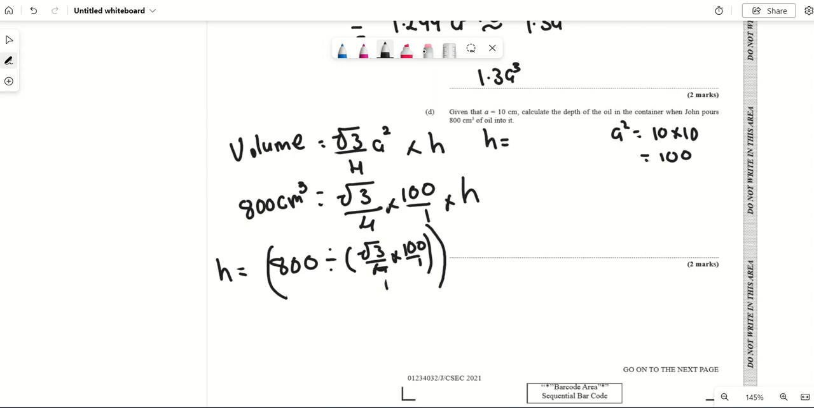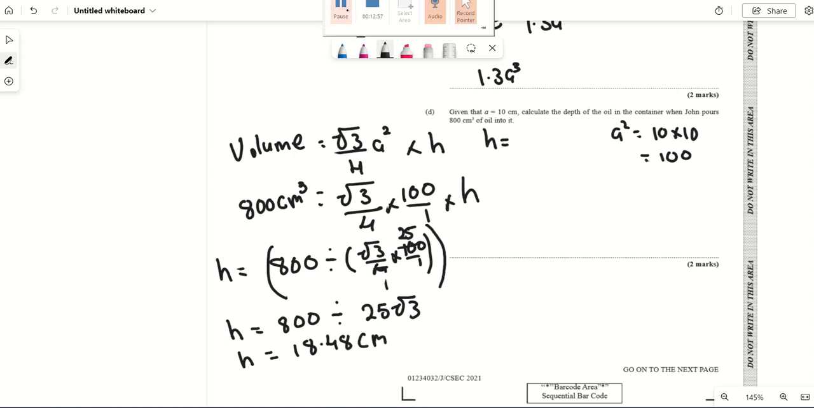This is 0.4, 1.100 is 25. So you could also say height is equal to 800 divided by 25 root 3. You can put this in your calculator as well. 25 root 3, and you get height is equal to 18.48 centimeters, and that is your answer. So your height when your volume is 800 is 18.48 centimeters.